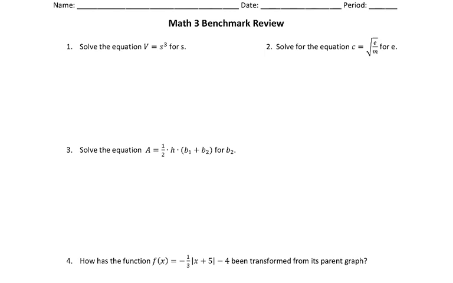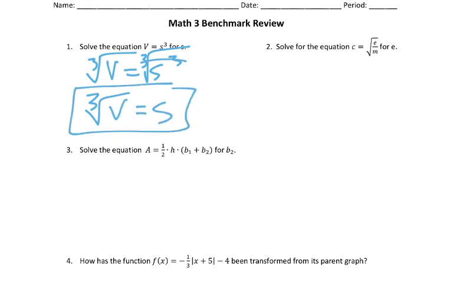So the first one wants us to solve this equation, V equals s cubed, for s. So we've got s cubed, so what would we do to undo s cubed? Well, we'd take a cube root. So we'd have the cube root of the volume equals s, those cancel out, and that's all we need to do.